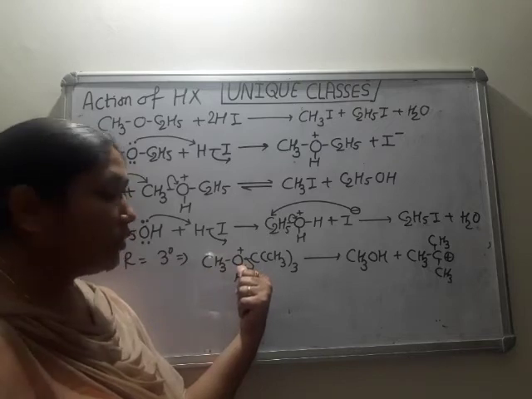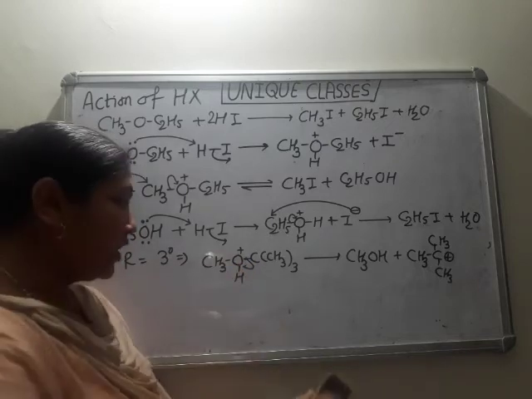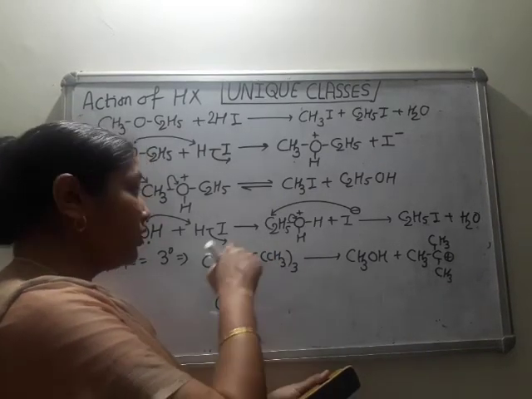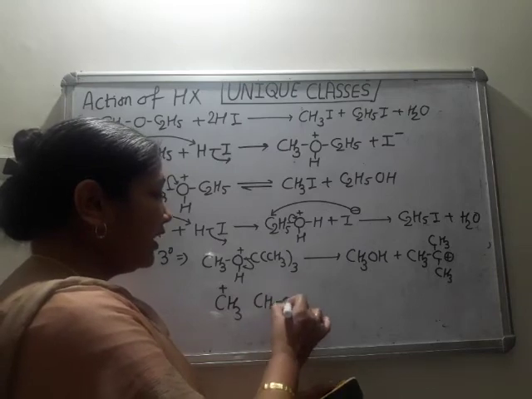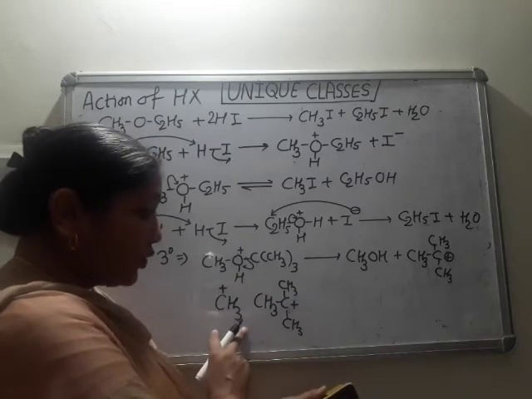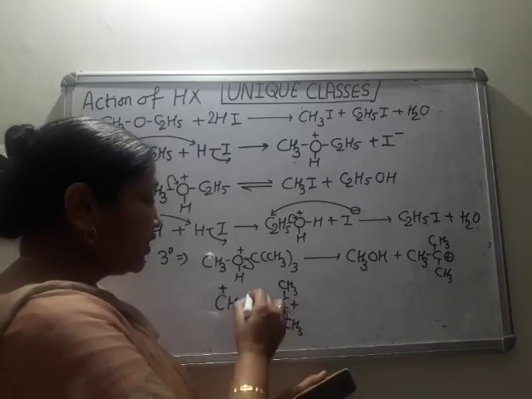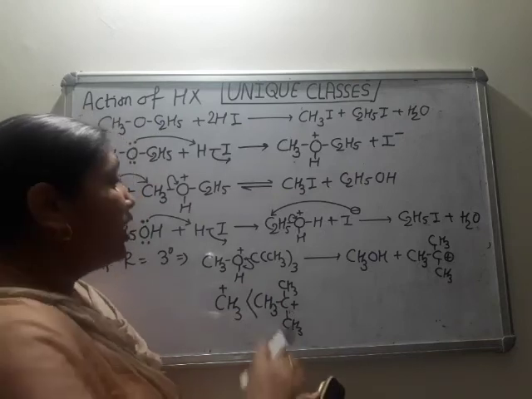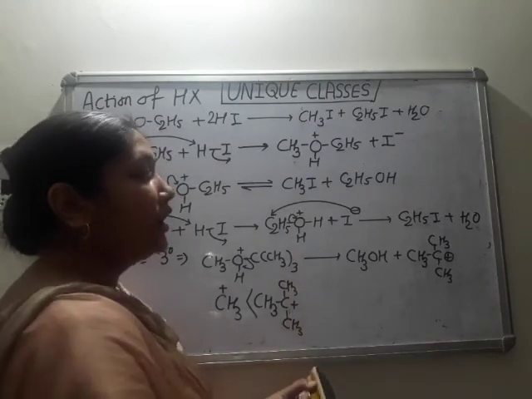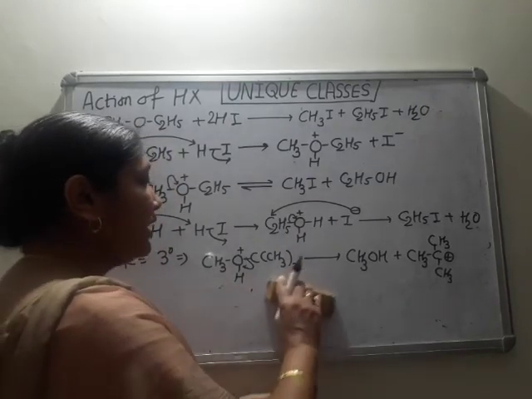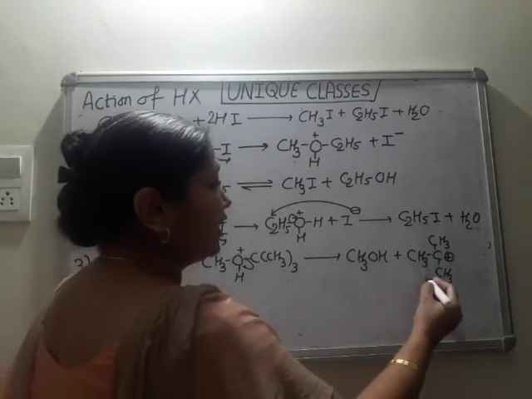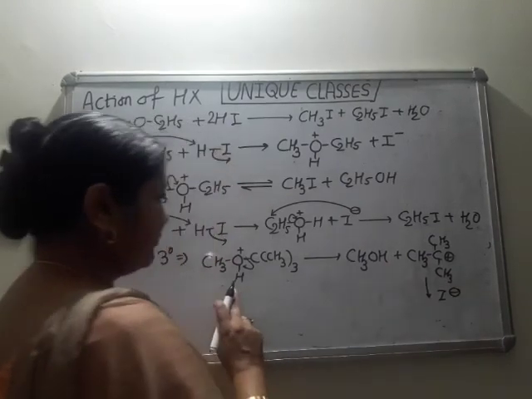If methyl gives electron to this, then methyl gets positive charge, so we may get CH3 plus. And if this tertiary butyl group gives electrons to this oxygen, then we get (CH3)3C plus. Out of these two, which is more stable? Tertiary butyl is more stable, so it prefers to form the stable intermediate. So we get tertiary butyl carbonium as the intermediate, which is further attacked by I minus.